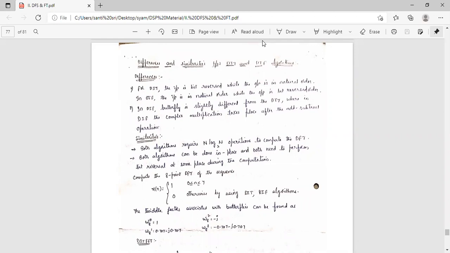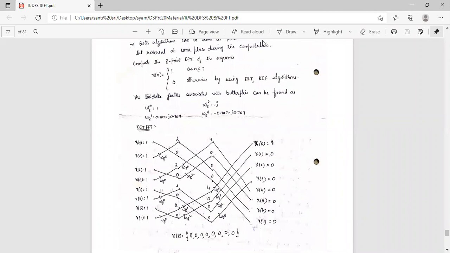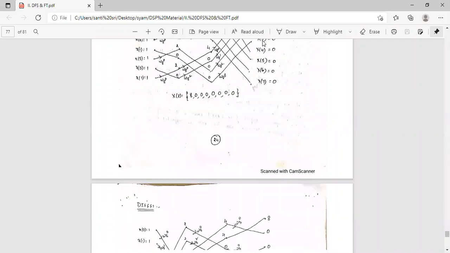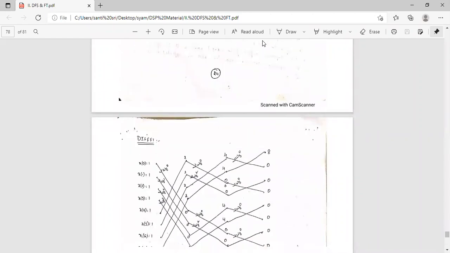Coming to the similarities: both algorithms require N log N to the base 2 operations to compute the DFT. Both algorithms can be done in place, and both need to perform bit reversal at some place during the computation. These are the similarities of DIT and DIF FFTs.